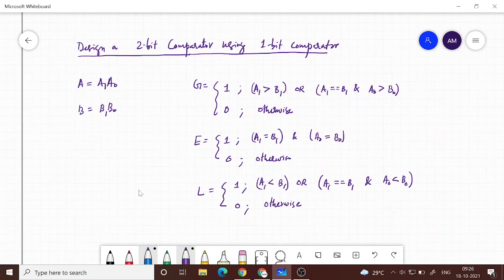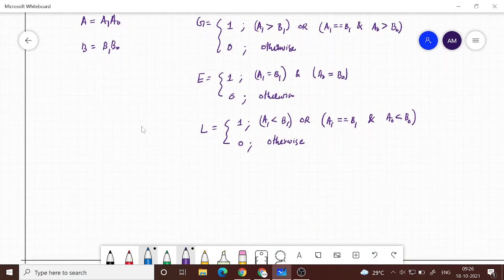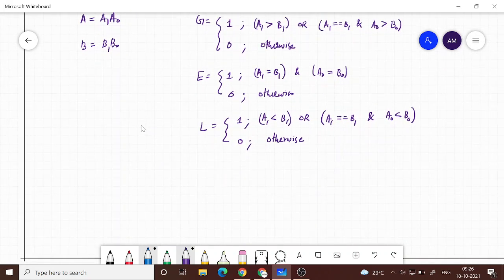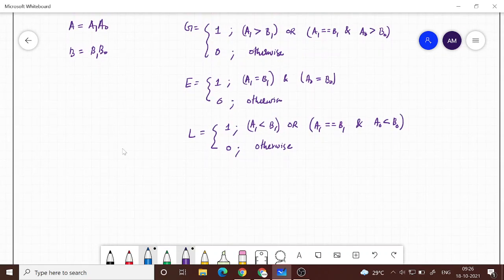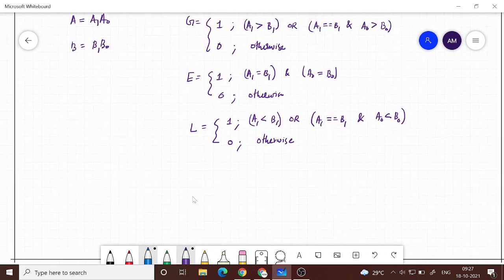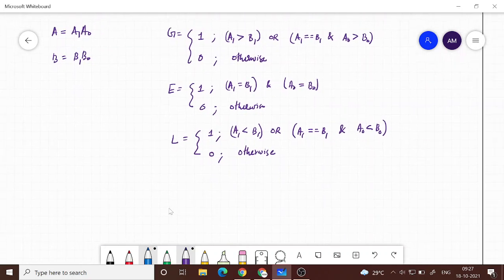So the question is: we are given a 1-bit comparator and using the 1-bit comparator we have to design a 2-bit comparator. Now if a 1-bit comparator is given, then we can find out whether A1 is greater than B1, or A1 is equal to B1, or A1 is less than B1. So all this information is available.